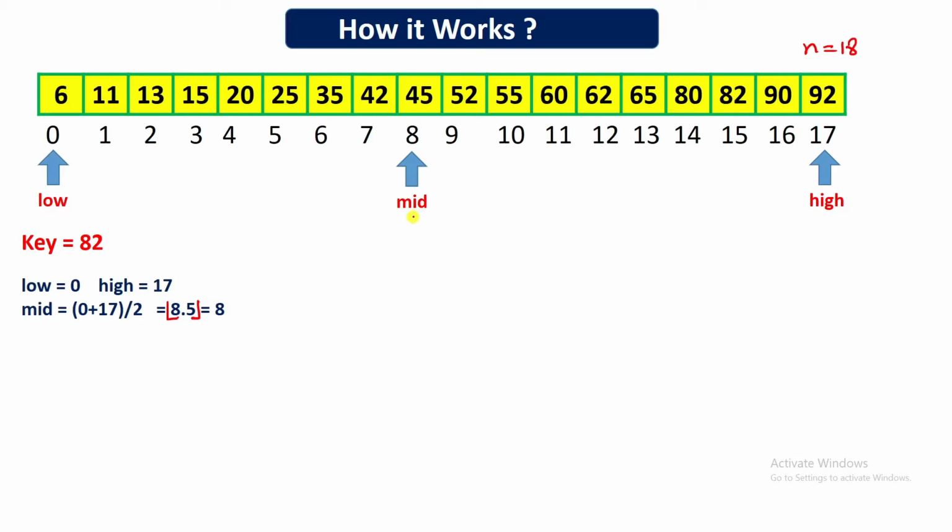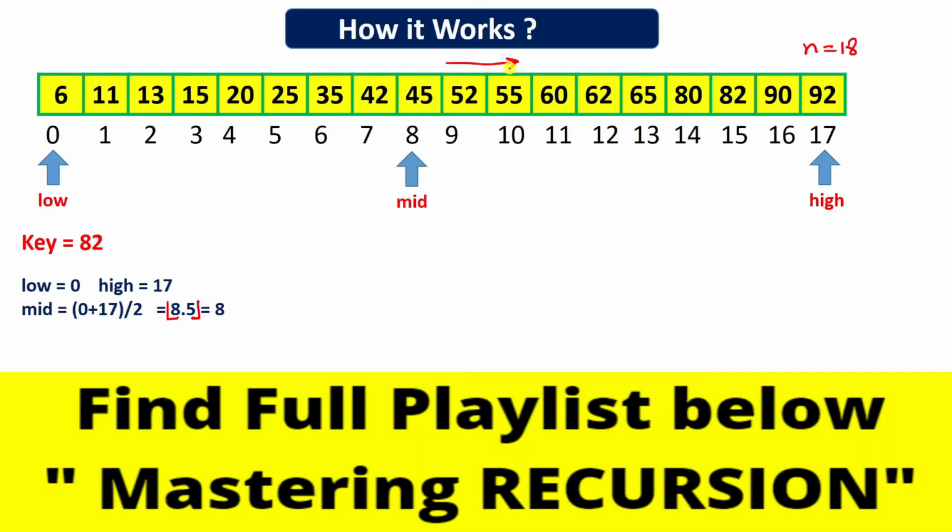Now the next step that binary search says is: let's see whether 82 is equal to this 45 or not, whether 82 is equal to your mid number. You will say no, 82 is not equal to 45. So you continue with binary search. As this is a sorted array, 82 can only be greater than 45, so 82 can only be on this side. Why? Because this is a sorted array, right? So you will move to your right side.